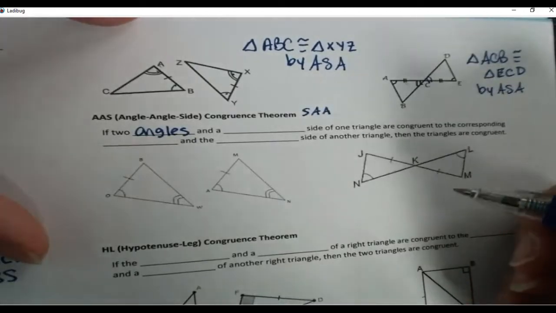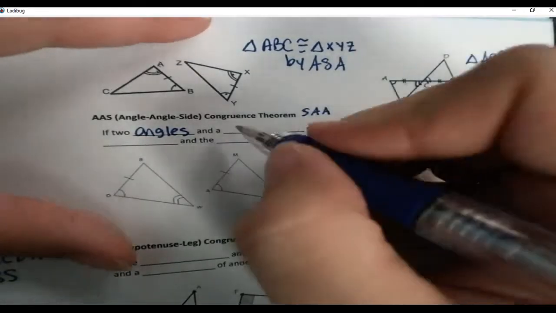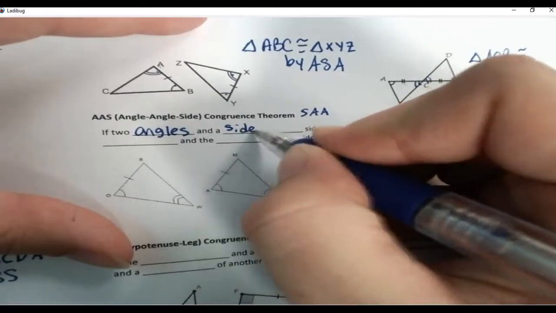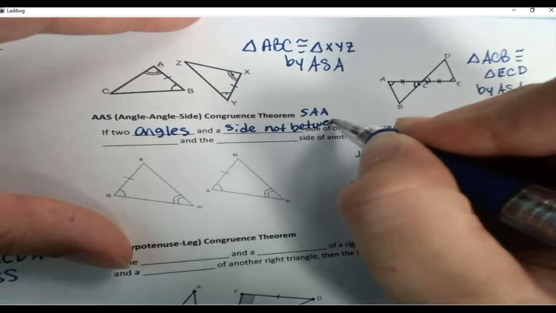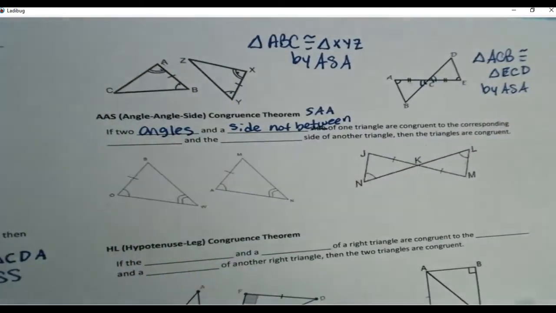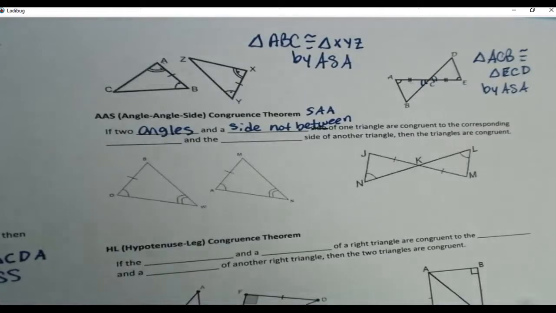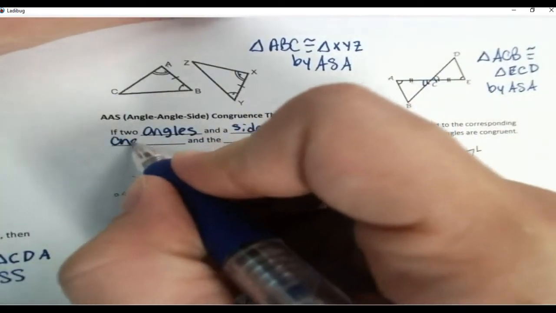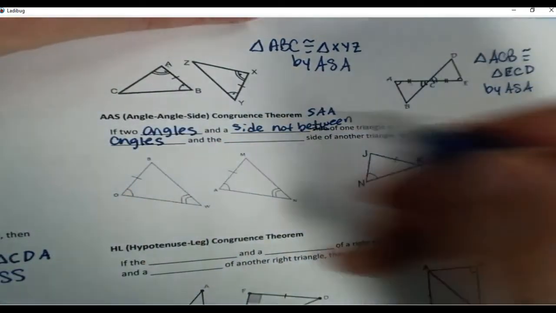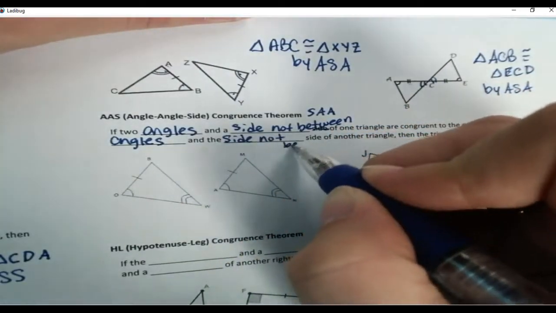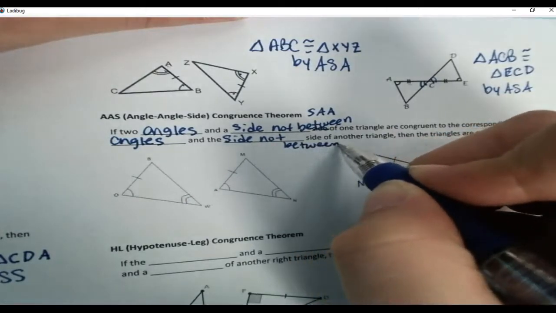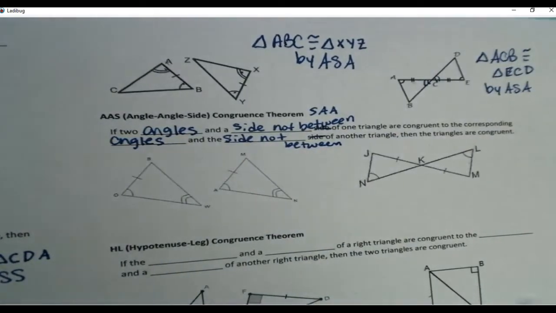I want to change this. So a side not between. So take out that word side. So two angles and a side that's not between them of one triangle are congruent to the corresponding angles and the side not between of another triangle, then they are congruent.